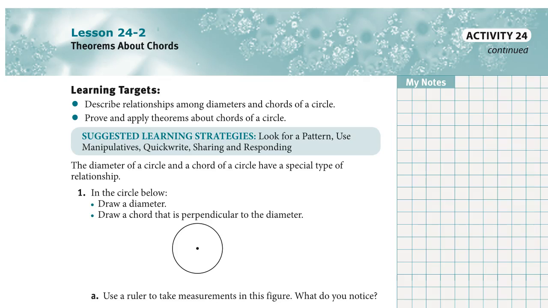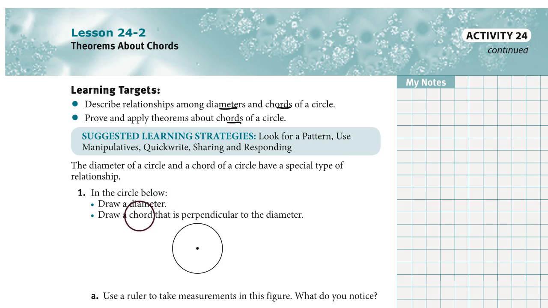This video is for lesson 24-2, Theorems about chords. Learning goals are to describe relationships among diameters and chords of a circle, and to prove and apply some theorems about chords in a circle. The diameter of a circle and a chord of a circle have a special type of relationship.